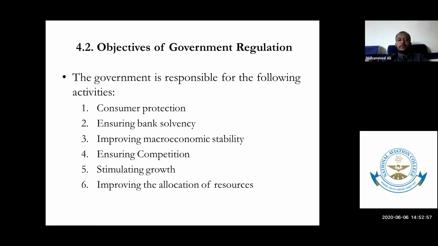The second issue is the objective of government regulation. Then we will see the reasons. What are the objectives?